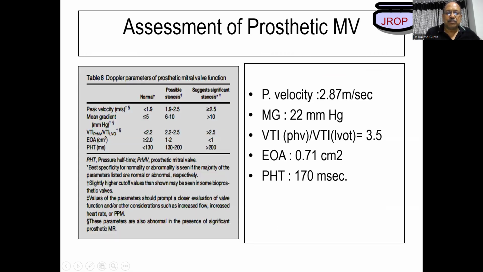Give me a second. I must have put them together. Yes, it is. So whatever we talked about, I just put on the same side of a table. Peak velocity here is 2.87, significant stenosis. Mean gradient 22, more than 10. Velocity time integral, prosthetic mitral valve versus LVOT: 2.5 normally, here it is 3.5. Effective orifice area is less than 1; we have 0.71. Pressure half time for possible stenosis is 130 versus 200, and here it is 170. Four out of five were significantly abnormal.